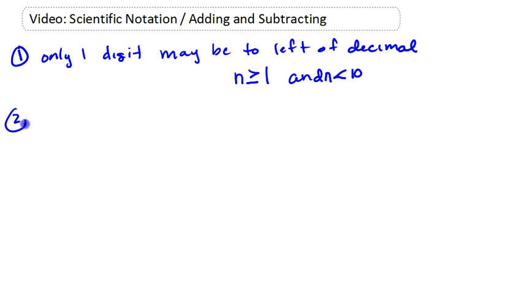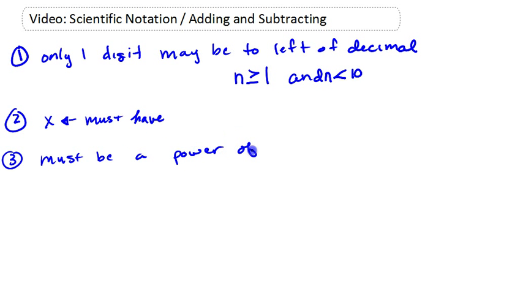The second rule is it must have a multiplication sign. The third rule is there must be a power of 10. So those are the three rules of scientific notation.